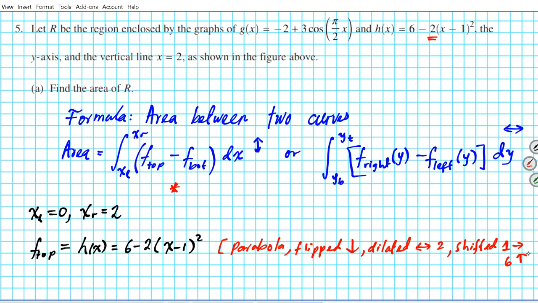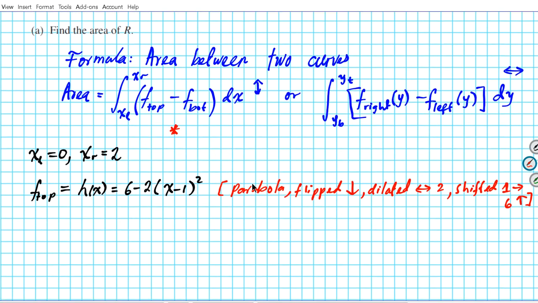Transformation of functions. Okay, so we know what the top function is. Now we need the bottom function. The bottom function is what? The bottom function is the transformed trigonometric function, which is negative 2 plus 3 cosine pi over 2x. And we can easily see why that's the case.